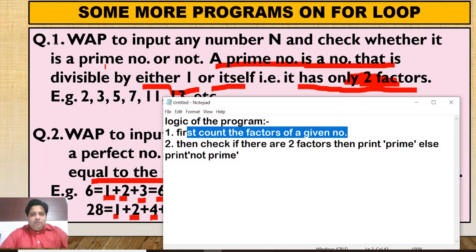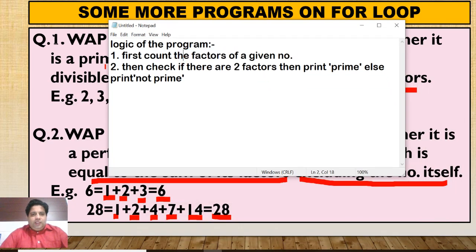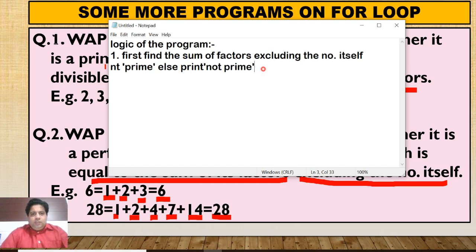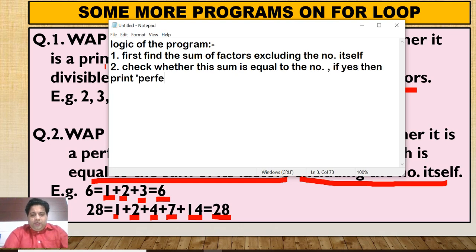Now what is the logic here? Logic of the program. First find the sum of factors excluding the number itself. Okay, and the second is check whether this sum is equal to the number. If yes, then print perfect number, else print not a perfect number.